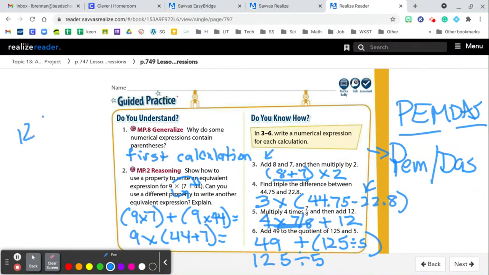Plus 49. You could also do it that way because following order of operations, you would do that part first anyway. And there you go.